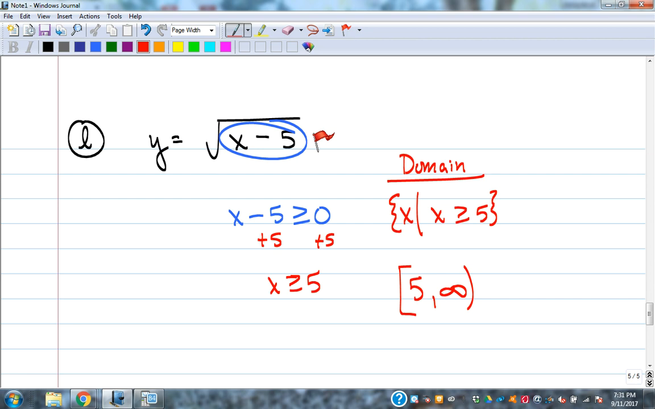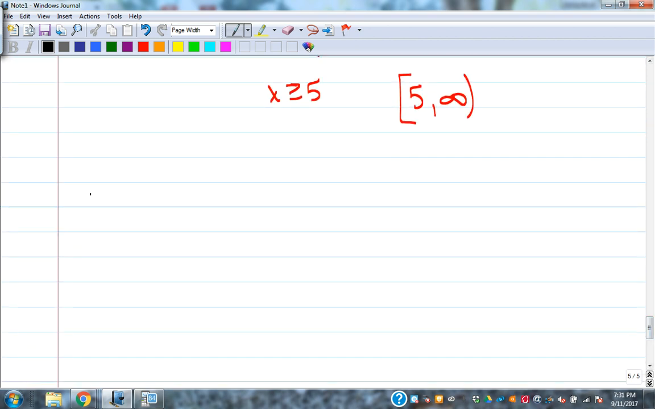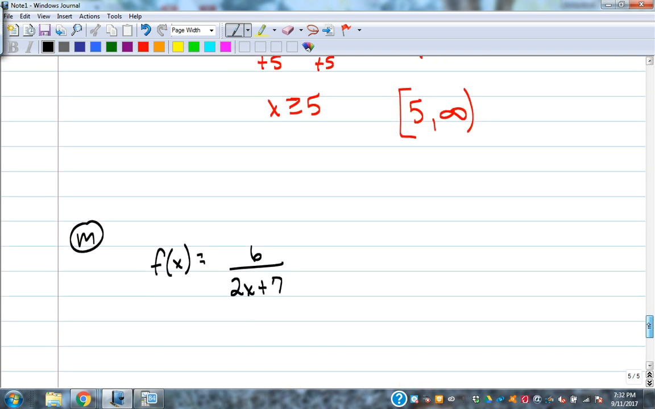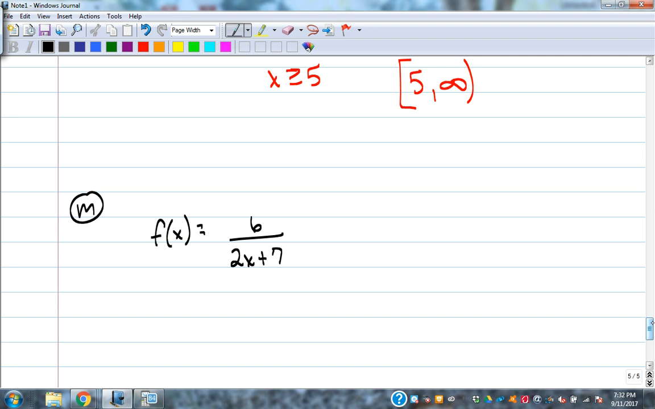All right. Let's look at another one. There's a couple more here, and then we'll get into a little bit more of this. So what letter are we on? M. Let's say we had f of x is equal to 6 over 2x plus 7. What did I change about how I wrote this problem between example L and M? It's not y equals. I put f of x equals.